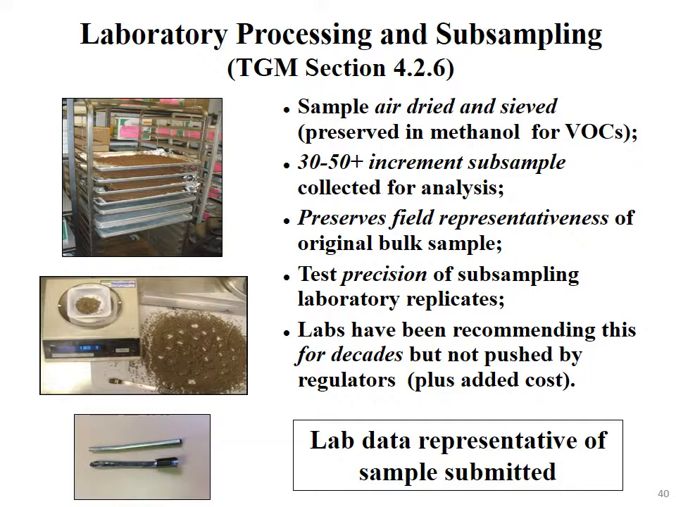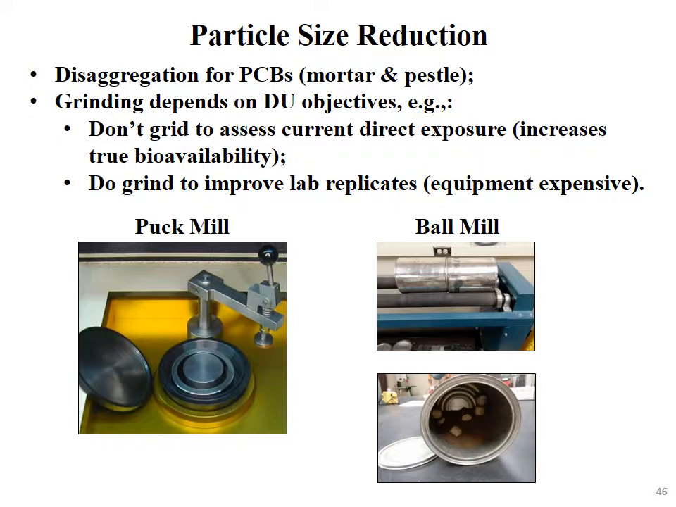Now, grinding is another issue that we have a section on in our guidance. Typically, for any sample, say for PCBs or whatever, you want to disaggregate the sample, maybe in a mortar and pestle as needed, if you have clumps of clay and such. Grinding depends on your decision unit objectives. You don't typically grind a sample to assess current direct exposure concerns. If you're going to focus on exposure to the fine grain material in a sample, you're not going to take the entire sample and grind it before you sieve it. Another problem with grinding samples from a direct exposure standpoint is you could increase the true bioavailability of the contaminant and overestimate the mass of bioavailable contaminant in the soil. So that's one issue to think about.